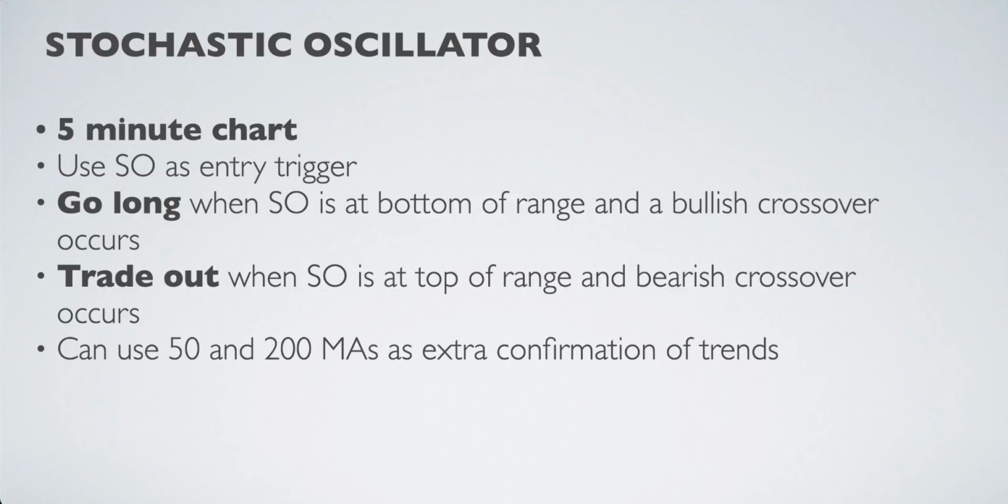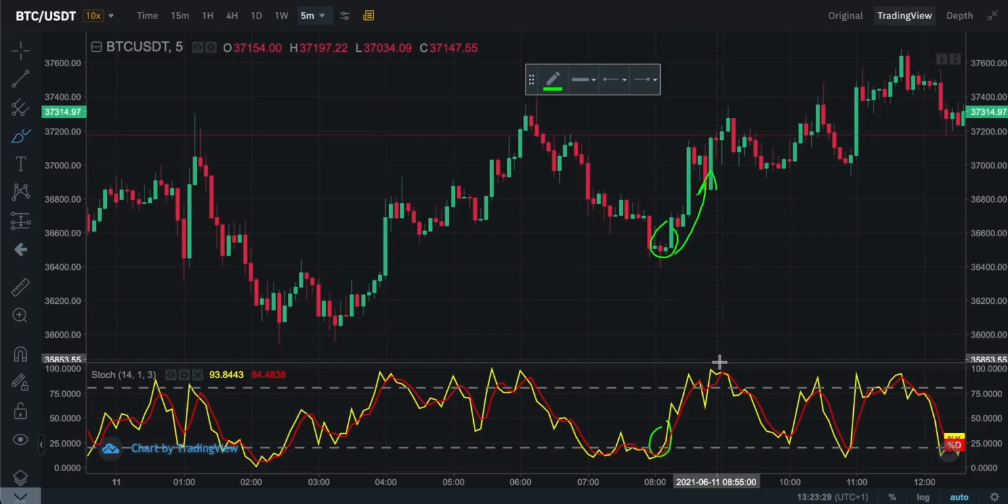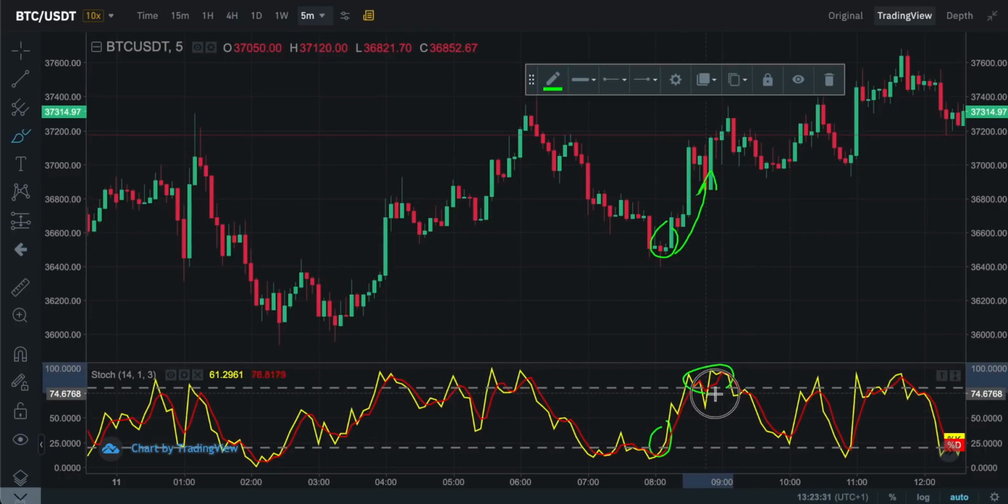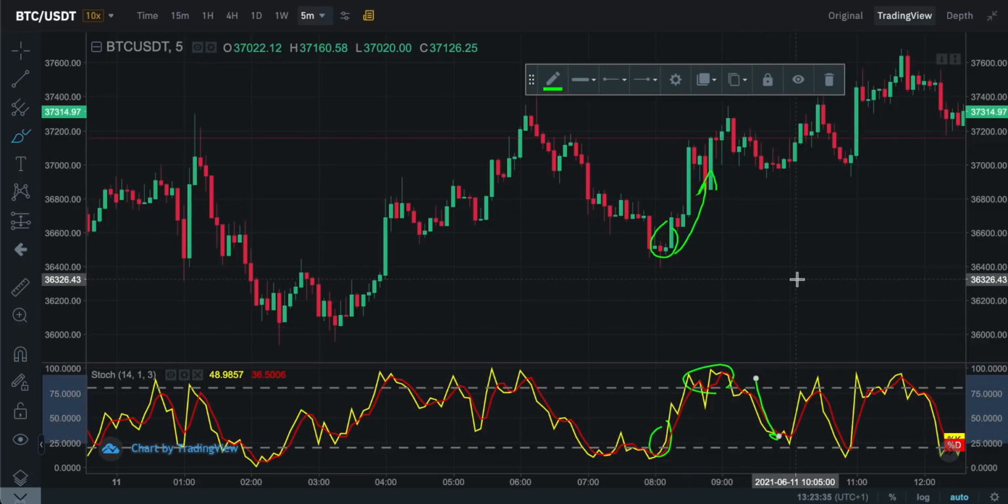Another way though, like I showed you right here, is to wait until the stochastic is at the top of its range, telling us that the move may be coming to an end. And you can see that on the chart, there are some bearish crossovers from the upper portion moving down into the lower portion. So that would be our time to get out around this level. On the chart, that would be around here.